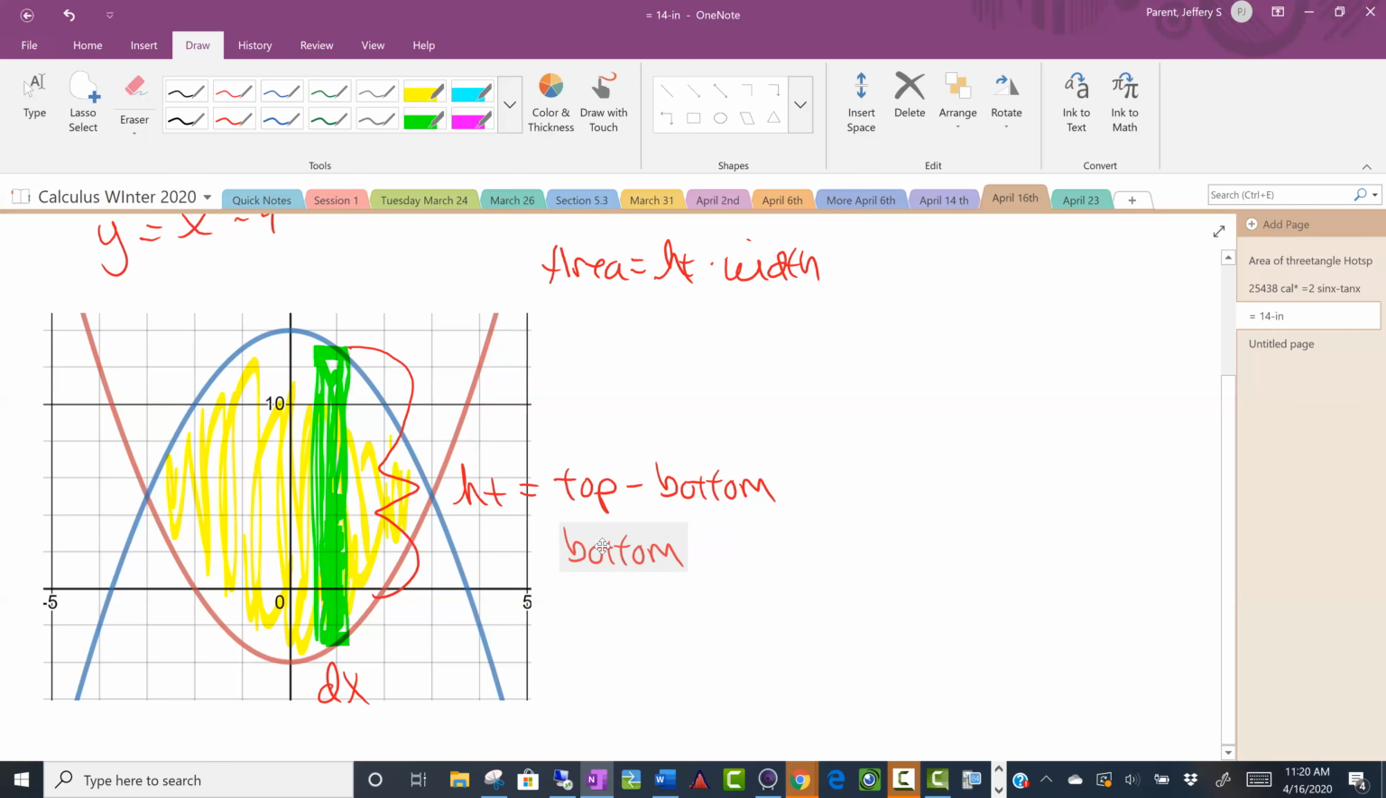Let's see if I can move that down here. There we go. Top minus bottom. So let's figure out expressions for each of these. The top function is going to be your 14 minus x squared. It's going to be 14 minus x squared. And the bottom function is going to be x squared minus 4.